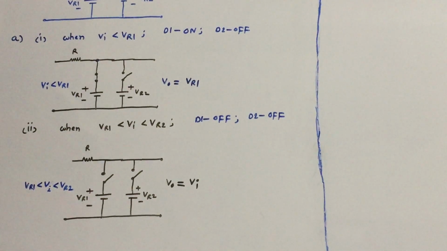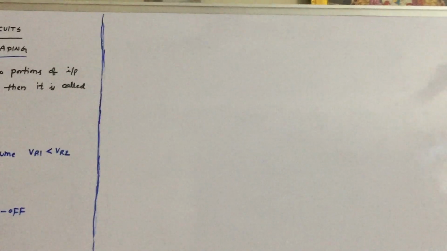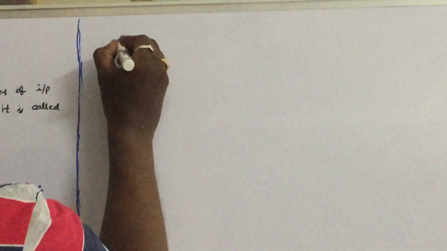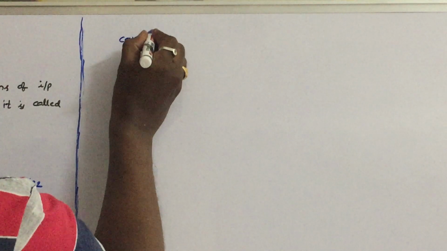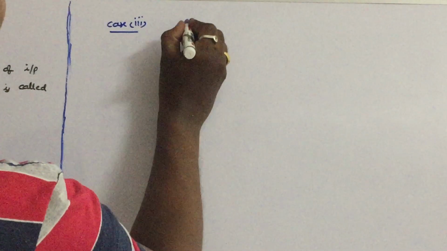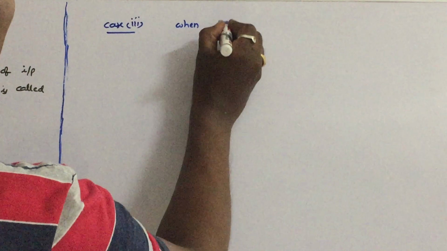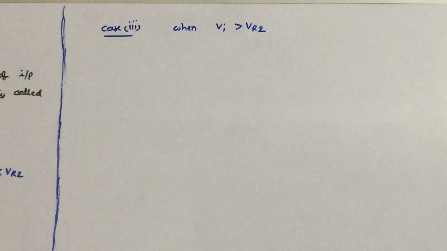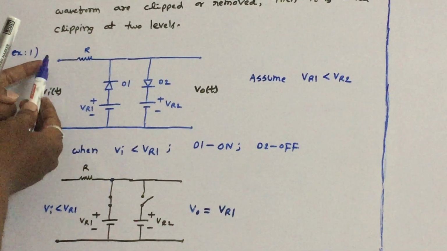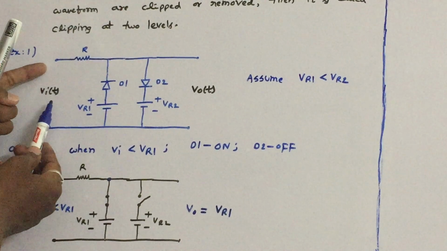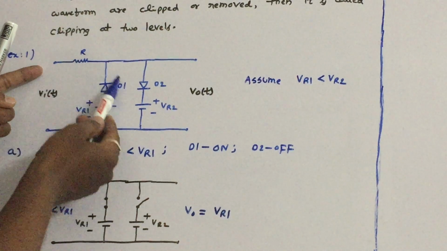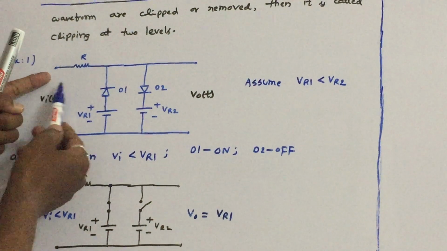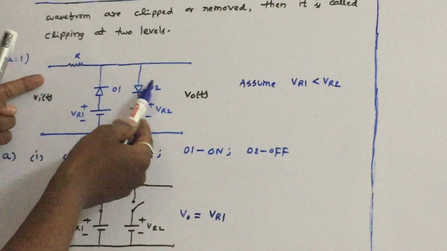So let us take case 3. What is case 3? Simple case. When the input voltage is greater than VR2. So let us see in this circuit, when the input voltage is greater than VR2, diode D1 is already in off condition. This voltage is enough to make D2 into on condition.